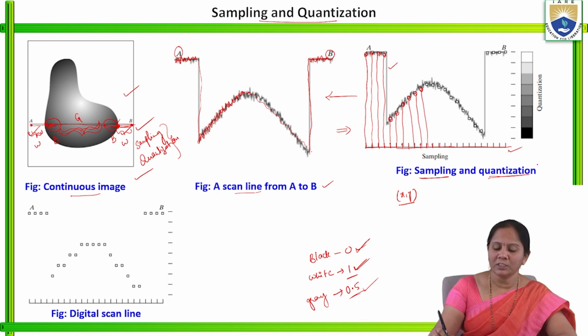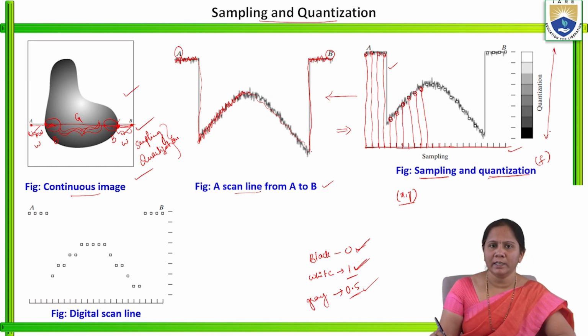Now coming to quantization. Quantization means digitizing the value of intensity, that is, digitizing the value of F. Here we can observe there is a scale, and this particular scale is divided into 8 parts. The bottom part clearly represents pure black, that is 0. If you go to the middle, the value is approximately 0.5, which indicates the gray color, and if you go to the top of this scale, it is pure white in color, where its value is 1.